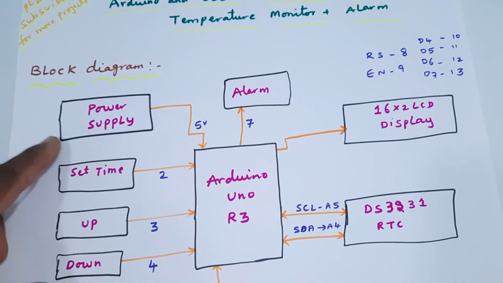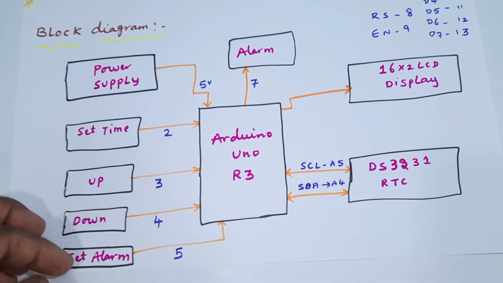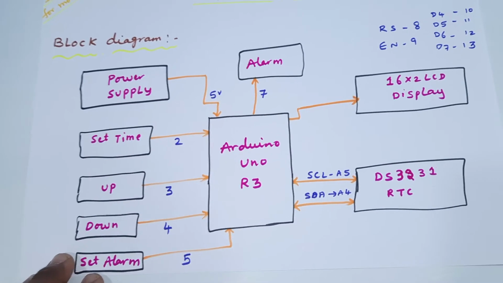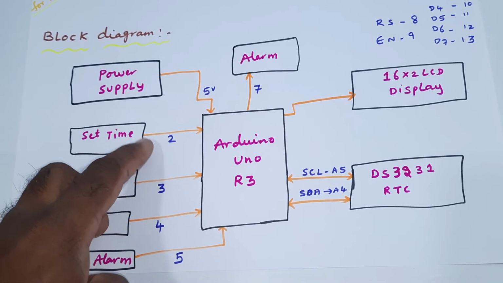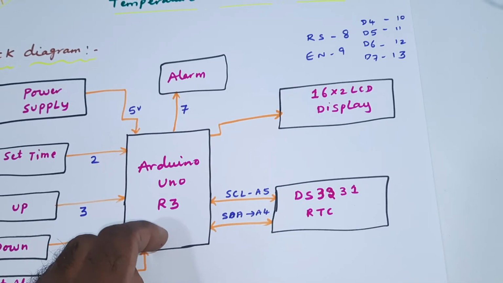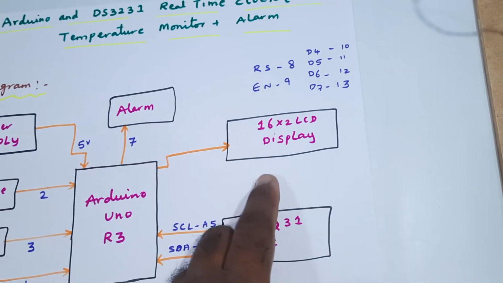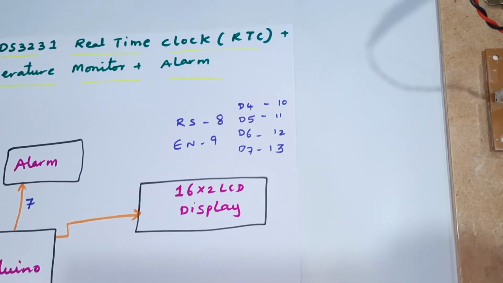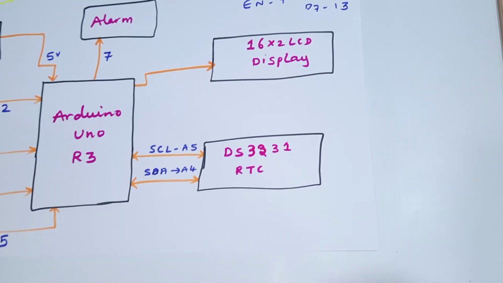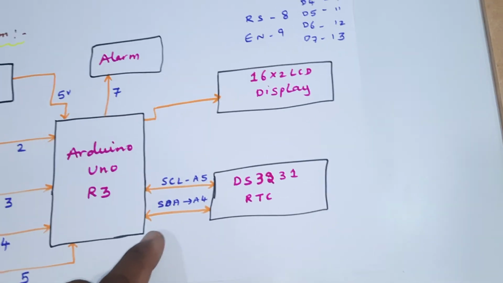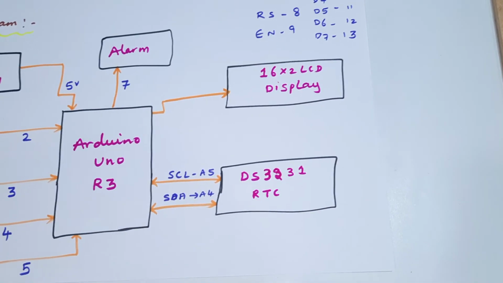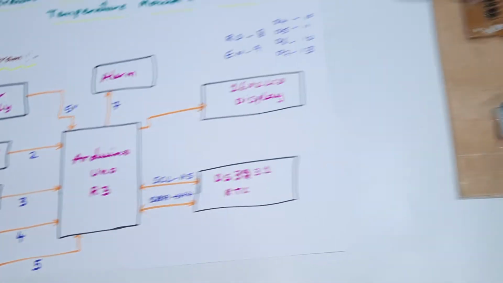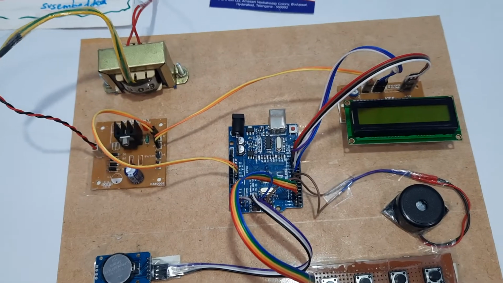So in this project I am using one power supply module, 4 push buttons: set time, up, down, set alarm, those are connected with GPIO 2, 3, 4, 5. Arduino Uno R3, 1 alarm, 16x2 LCD display: RS, enable, D4, D5, D6, D7, connected to 8, 9, 10, 11, 12, 13, and DS3231 RTC module, it is connected with SCL, SDA, serial clock and serial data, A5 and A4. And let us come into the hardware part.